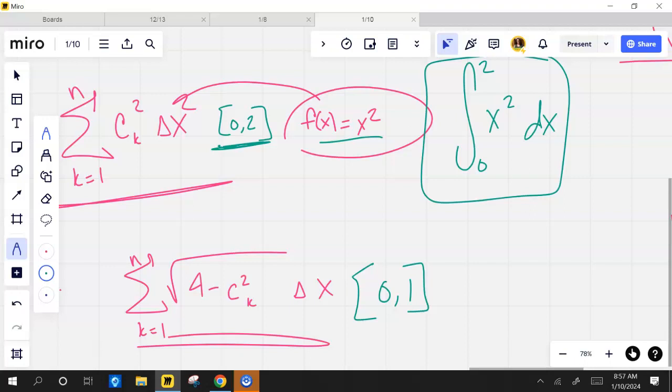That's your delta x. That's your width of each rectangle. So in summation notation, that's what it looks like, but in integral notation, it's your integral. And what's going to happen? We're going to start doing antiderivatives to go backwards to evaluate. And it'll make a little more sense then, I hope.